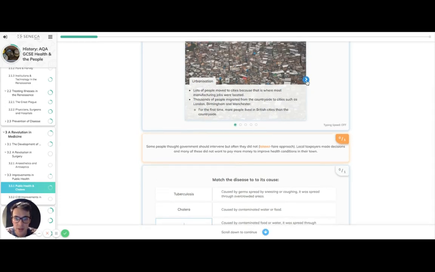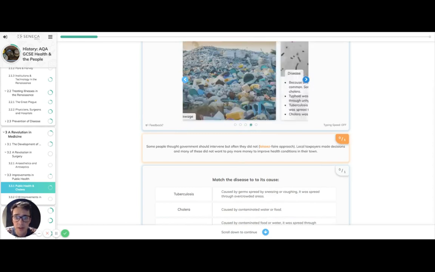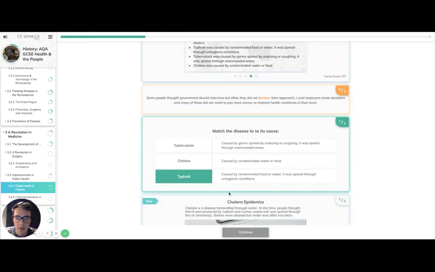It's not tuberculosis, which is spread by germs. It's not cholera. I can't actually remember off the top of my head, so I'm going to have a quick check, and it is typhoid. So typhoid is caused by contaminated food and water and is spread through unhygienic conditions.